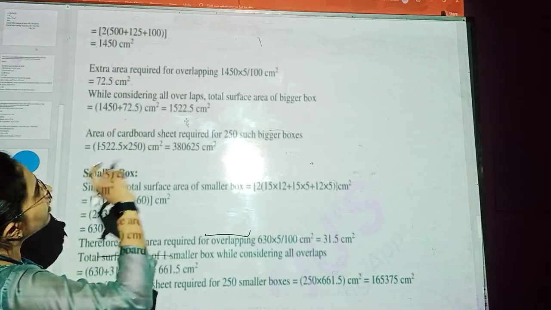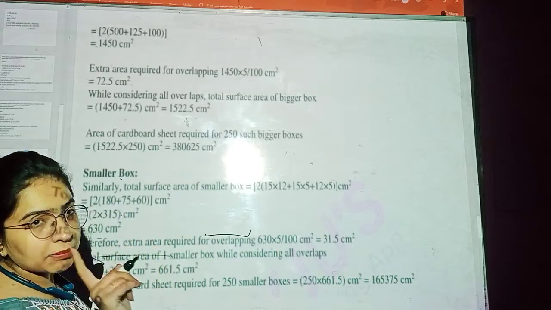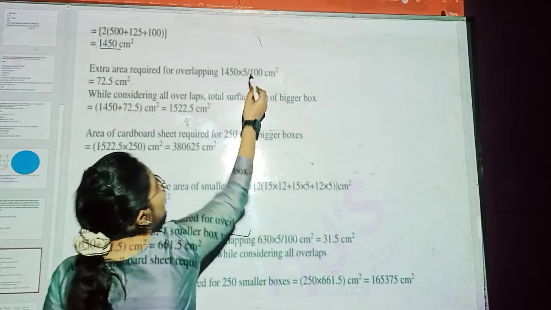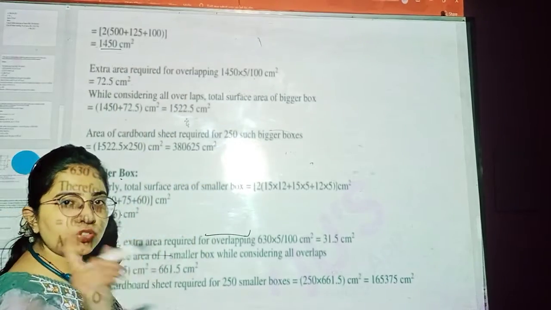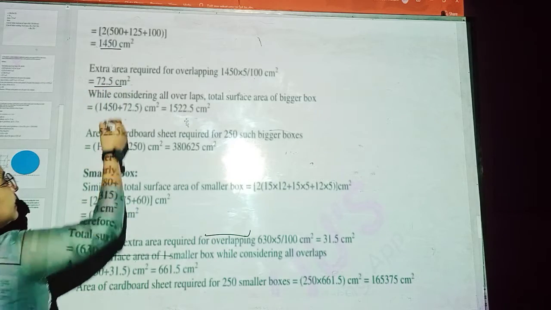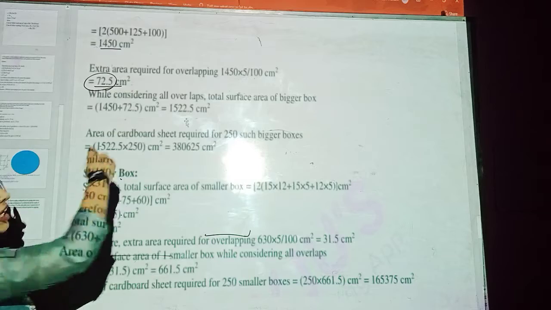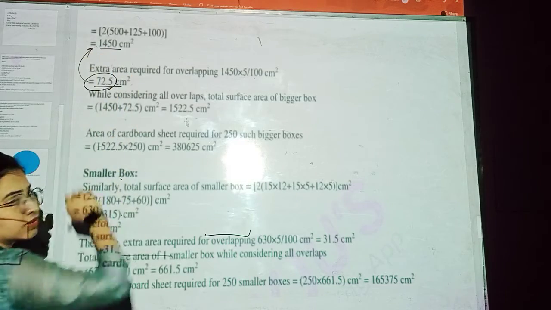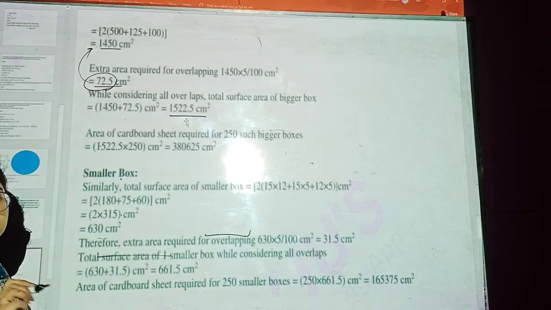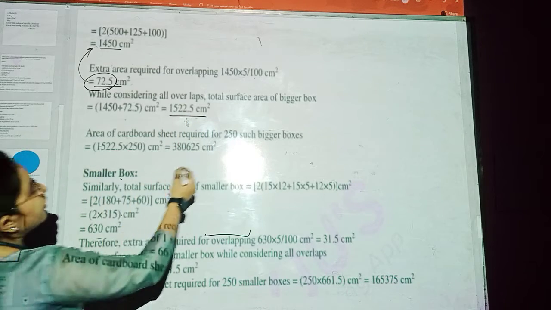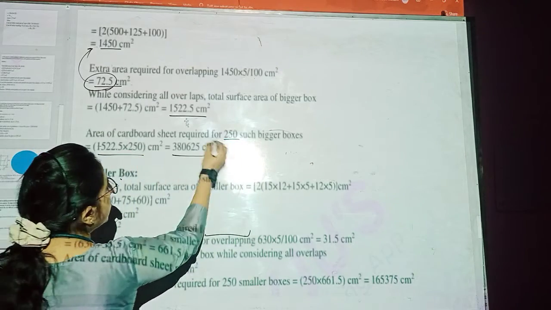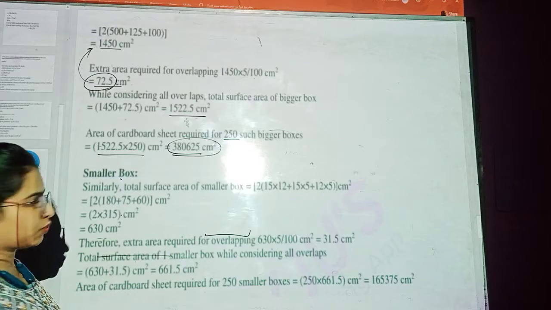Now listen. Extra area for overlapping is required, right? Overlapping extra 5% area is required. So you have to do 1450 into 5 by 100, and that is 72.5 centimeters square. And this 72.5 extra area you have to add to this one. When you add, you will get 1522.5 centimeters square. Then you have to make 250 such boxes, so you multiply it with 250 and get 380,625 centimeters square.